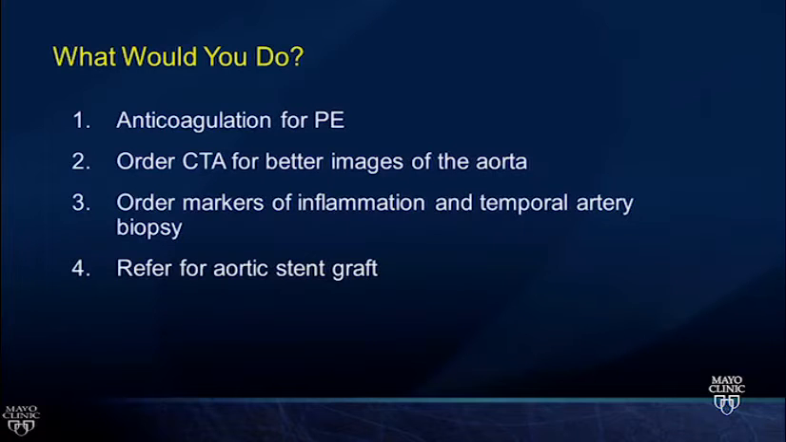What would you do? Anticoagulate for PE? Order a CTA for better images of the aorta? Order markers of inflammation and a temporal artery biopsy? Or refer for an aortic stent graft?